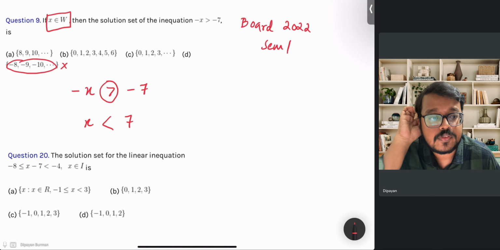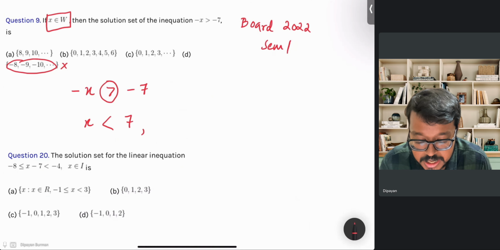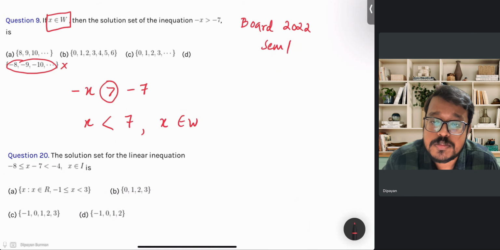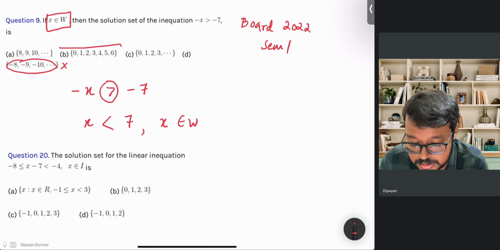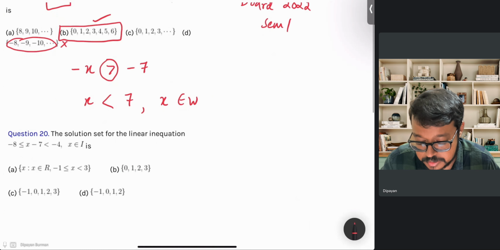Now I have to look at an option which suggests that x is less than 7 and x is a whole number. So x will start from 0. So 0, 1, 2, 3, 4, 5, 6. It is not equal to 7, so it will be up to 6. 0 to 6, that is option number B. So B is correct. Next question.